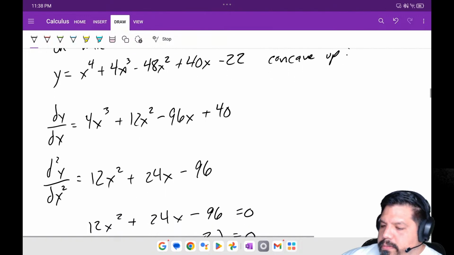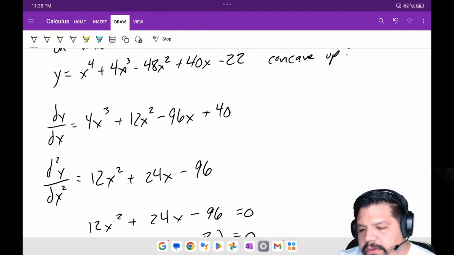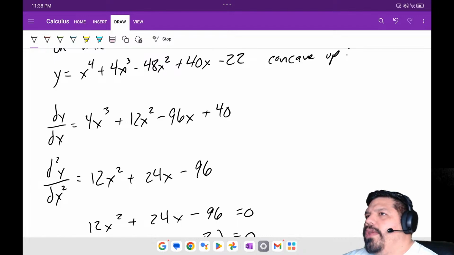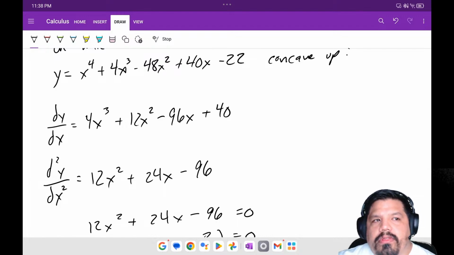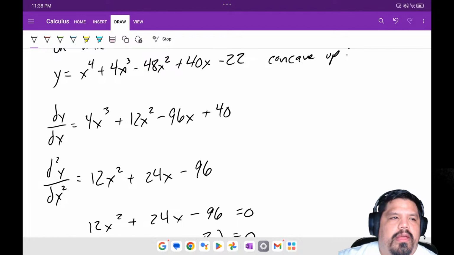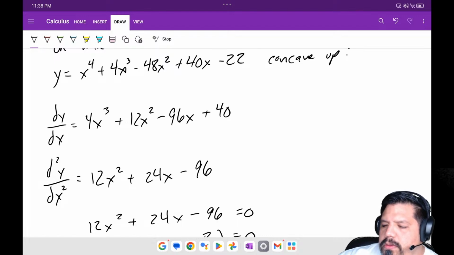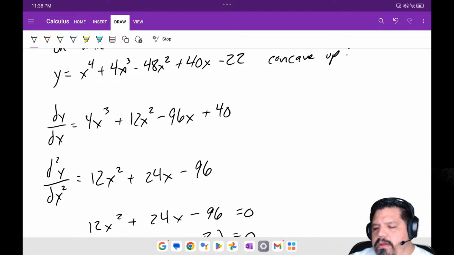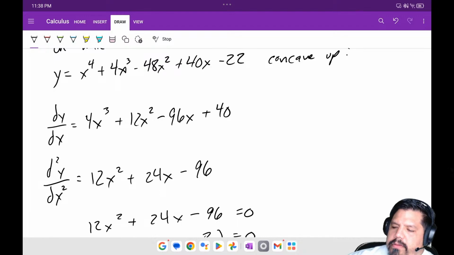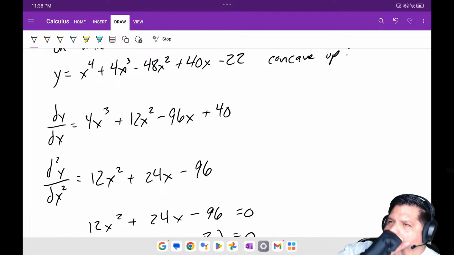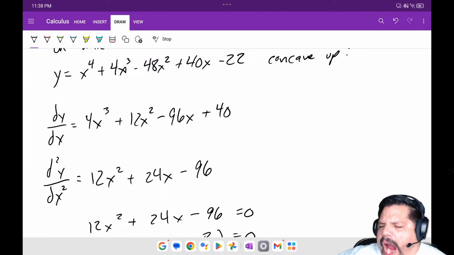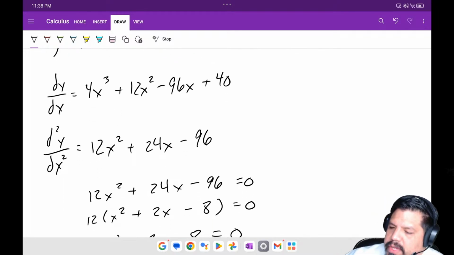Set it equal to 0. Just look for factors that you can pull out to make your life a little bit easier. What is that? 12s can come out. So it should be 12 times parentheses x squared plus 2x minus 8. Yeah, you could divide by 12.